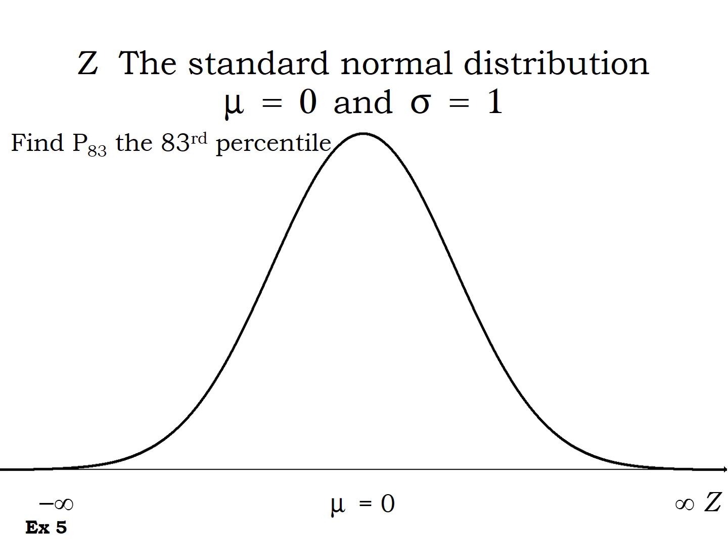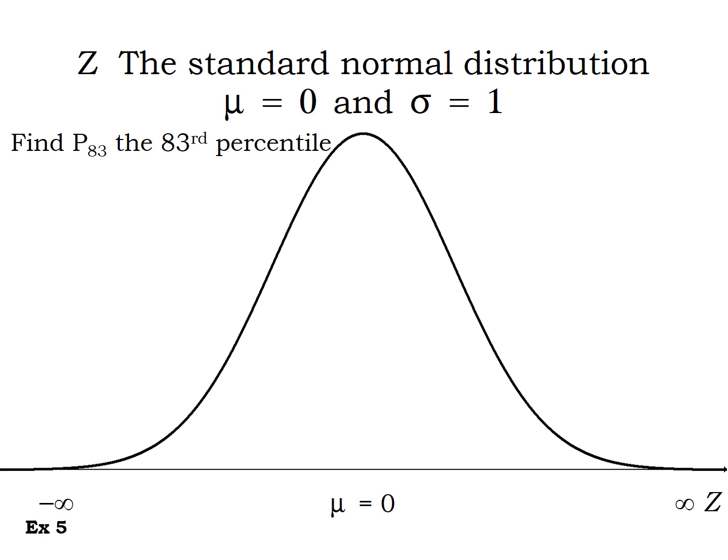So we have used our z-scores to find probabilities. Now I want to look at how we use probabilities to find corresponding z-scores. Specifically, we want to find the 83rd percentile of a standard normal distribution. By definition, we're looking for the z-score that is bigger than or equal to 83% of all z-scores.